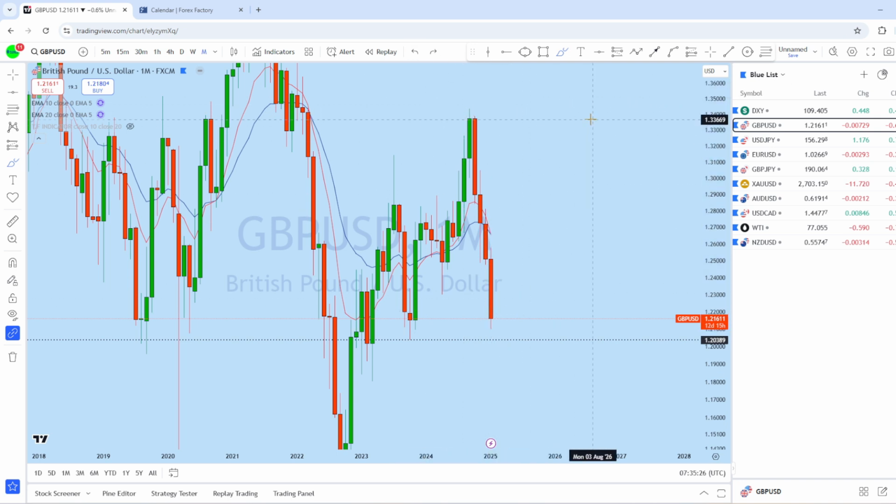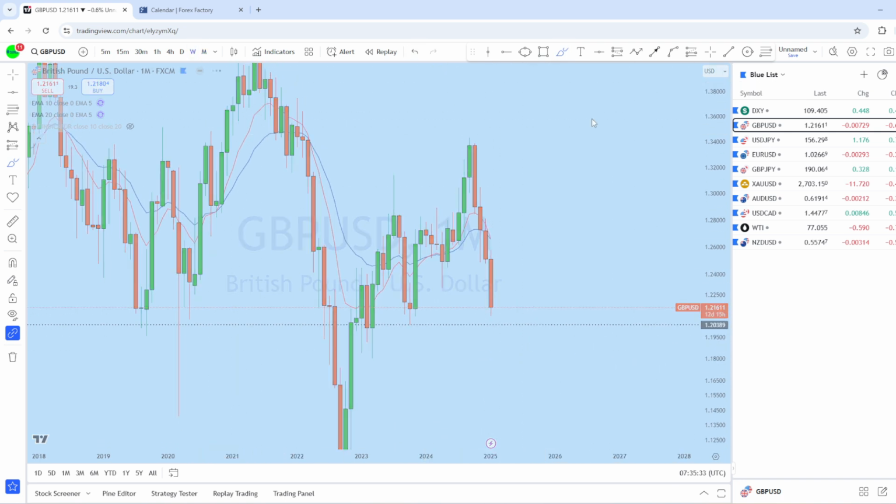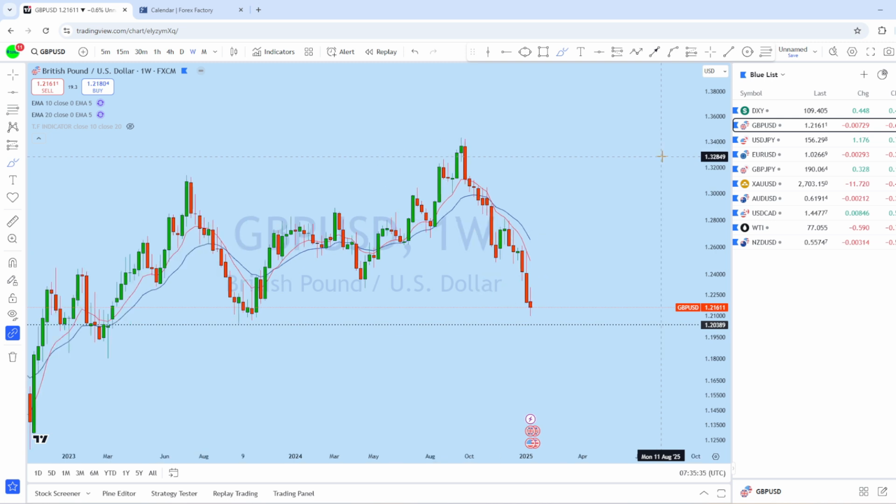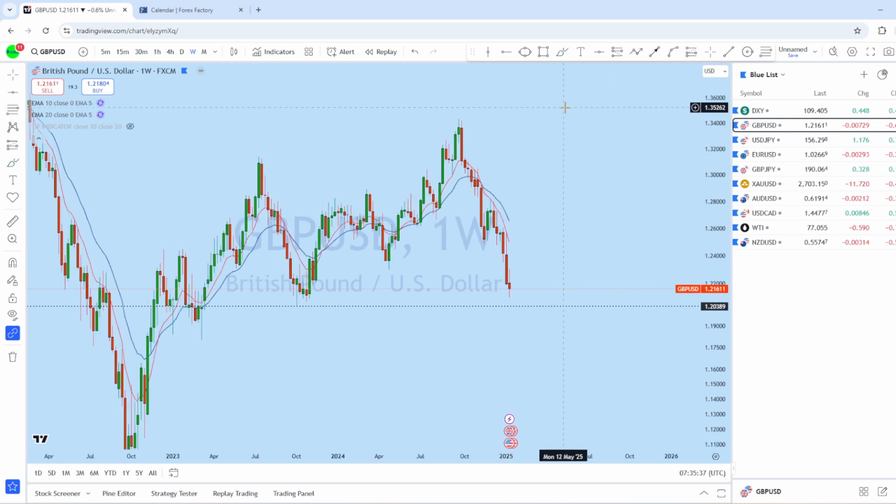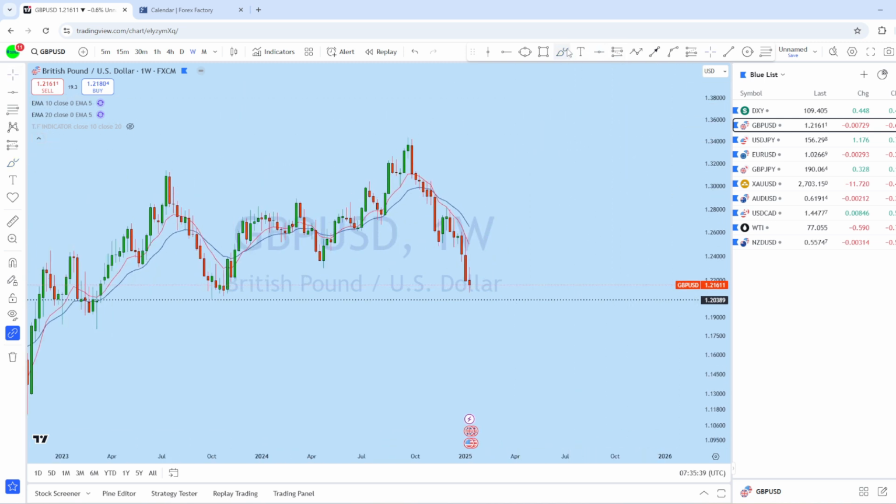And what I think is that GBPUSD, after an initial pullback, we can expect the price to drop again to create a new lower low. Now looking at the weekly perspective on British pound US dollar, we can see that from the weekly, this is also a bearish market.